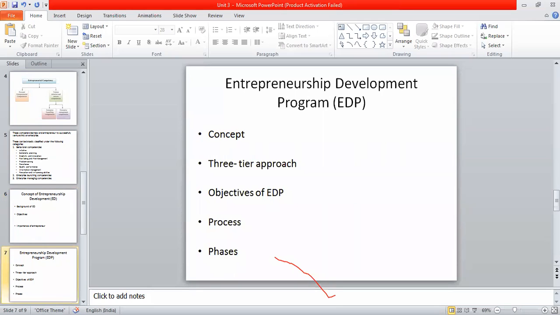So entrepreneurship development, first of all, what does it mean? It means that you are creating this attitude of being an entrepreneur in individuals through searching for prospective entrepreneurs and promoting that attitude to make him a real entrepreneur.